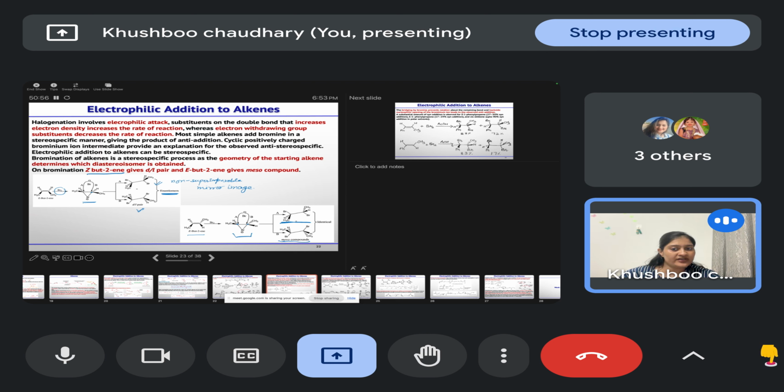The meso compounds, enantiomers, and diastereomers we have already discussed in the previous classes. If your compounds are non-superimposable mirror images of each other, then they are enantiomers. And if the compound has a plane of symmetry inside the molecule, about which the molecule can rotate and give the same mirror image, then we will call it a meso compound.